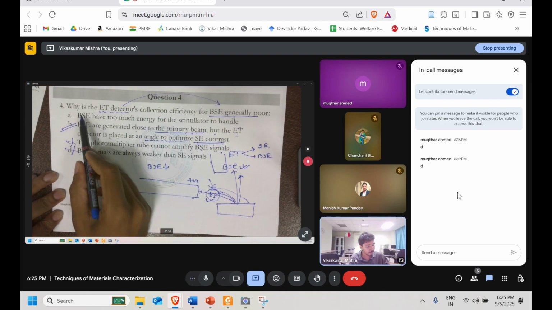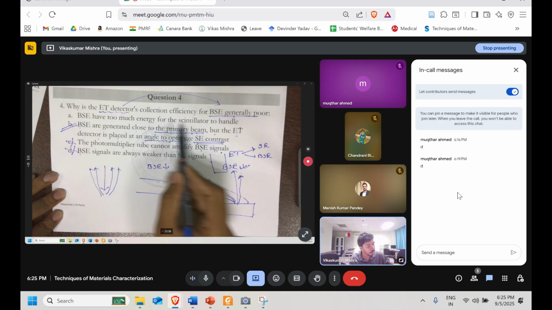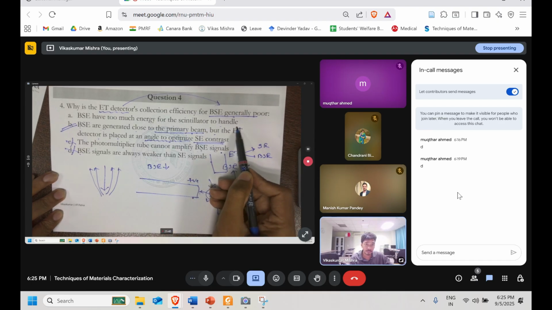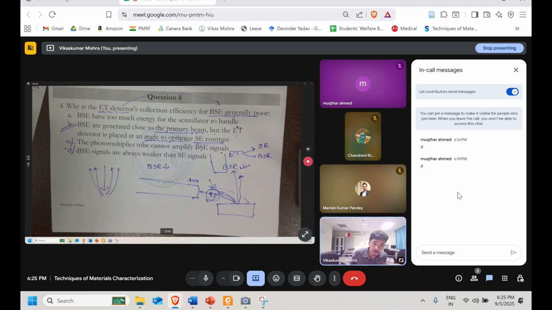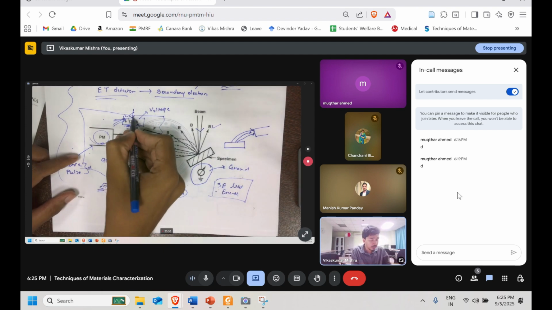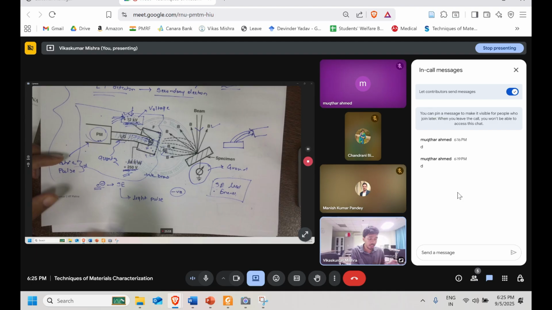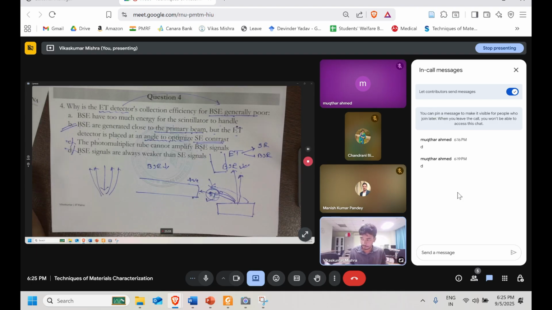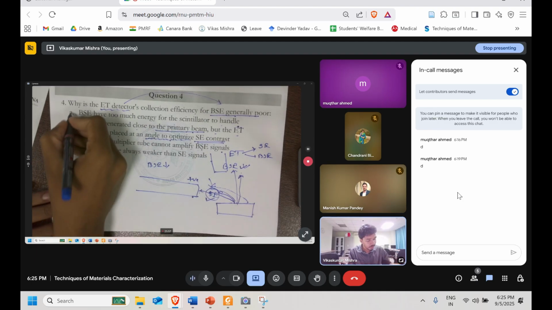Now the first one: BSE has too much energy for the scintillator to handle. It has nothing to do with the energy. If it had more energy, we wouldn't even need this bias, right? This 12 kV bias which we are providing, we won't even need that. So it is somewhere in the positive way. Okay, so the right answer is option B.